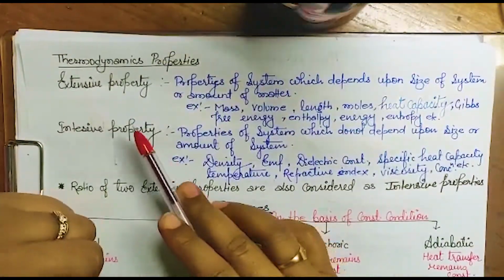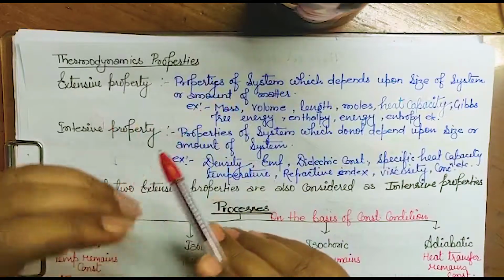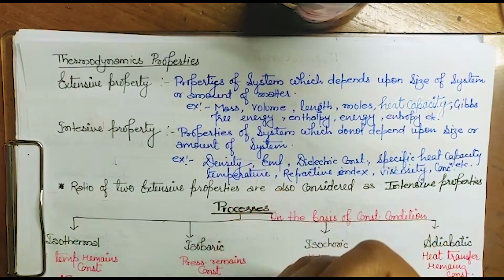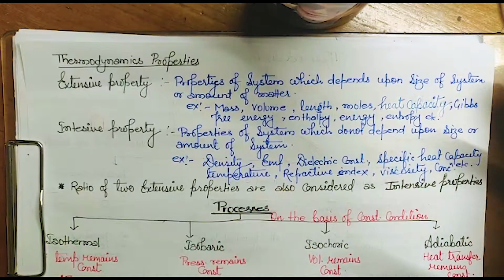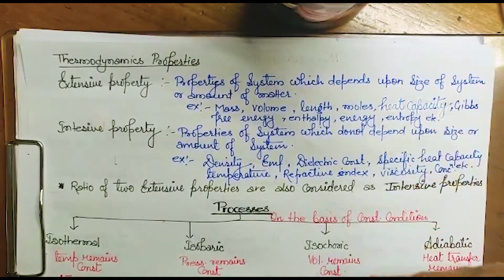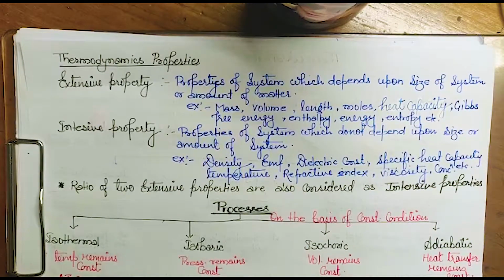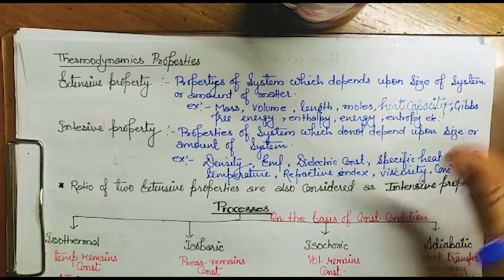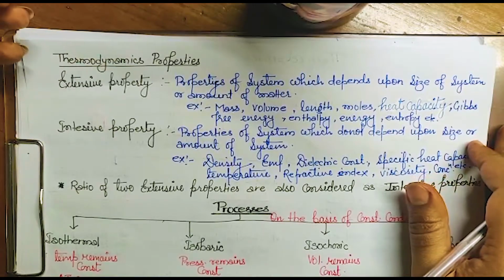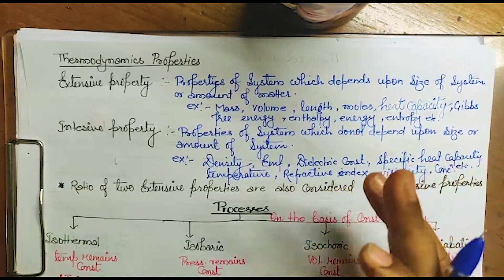Now we will learn about the thermodynamic properties. What are these thermodynamic properties? See, the first lecture will be just basic knowledge about thermodynamics, and then we will start the main thing. These are the terms that you are supposed to learn. You should be very clear with these terms, because many MCQs can be asked from this topic. Thermodynamic properties are also called variables.